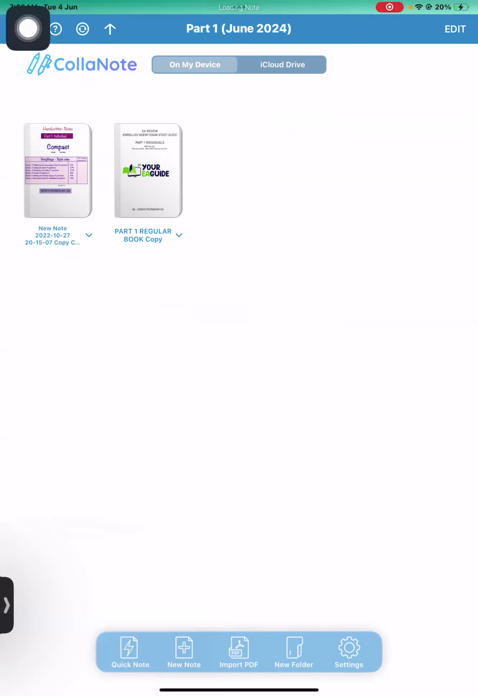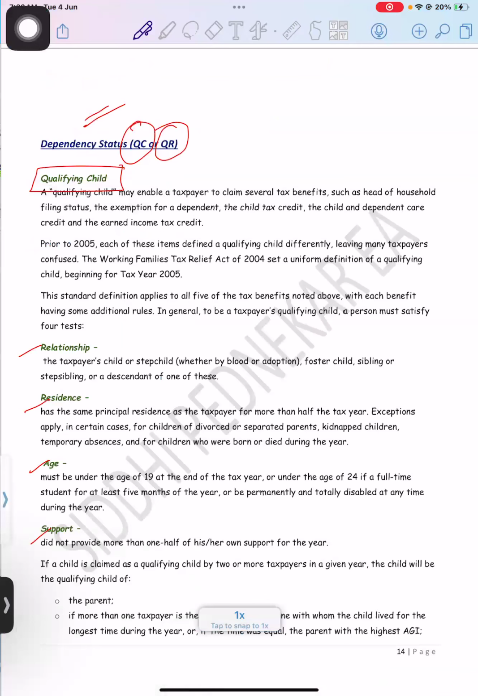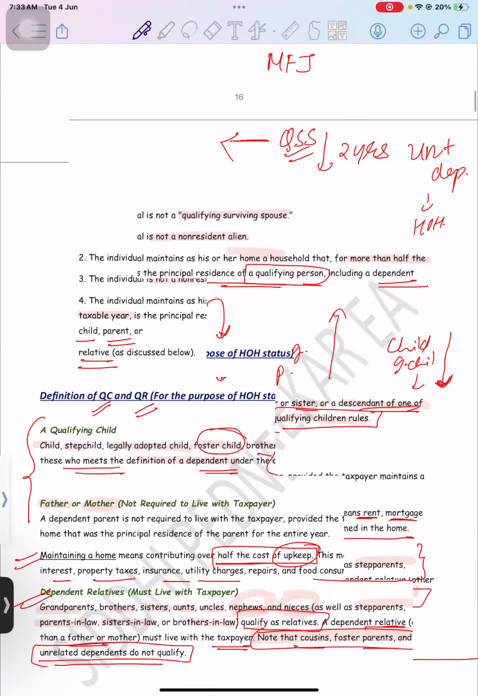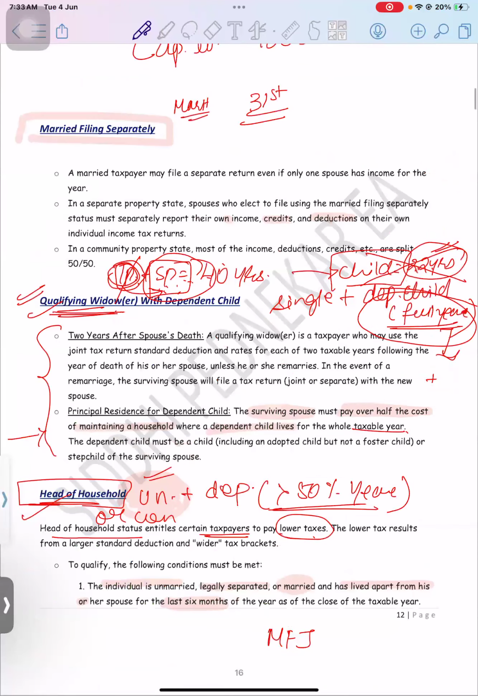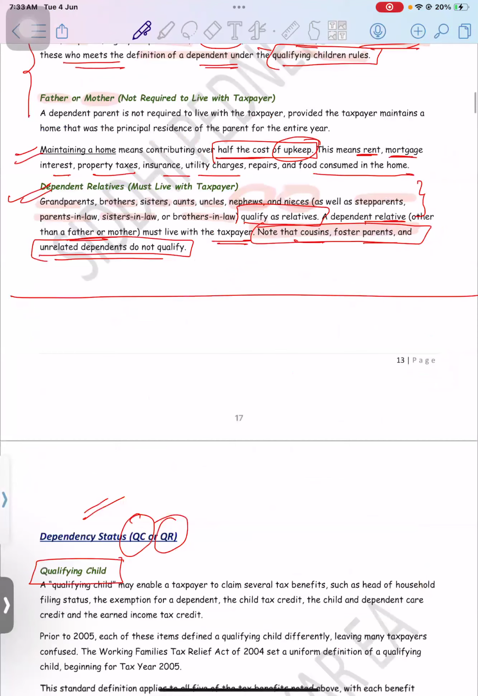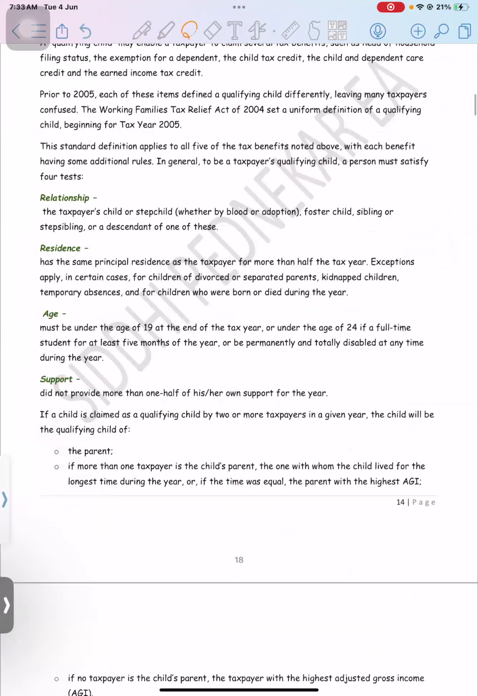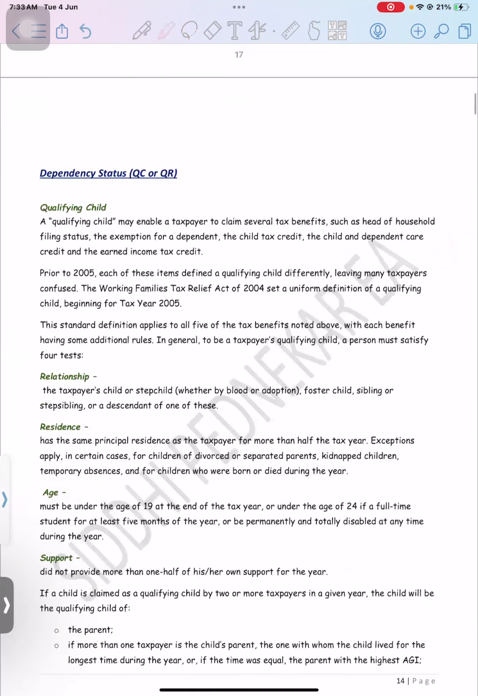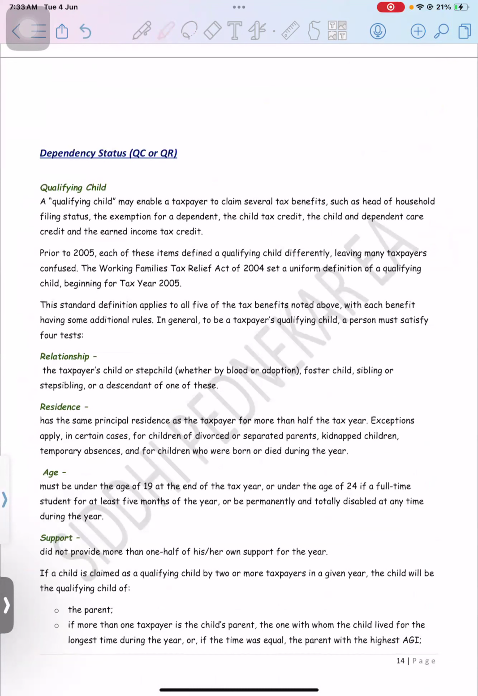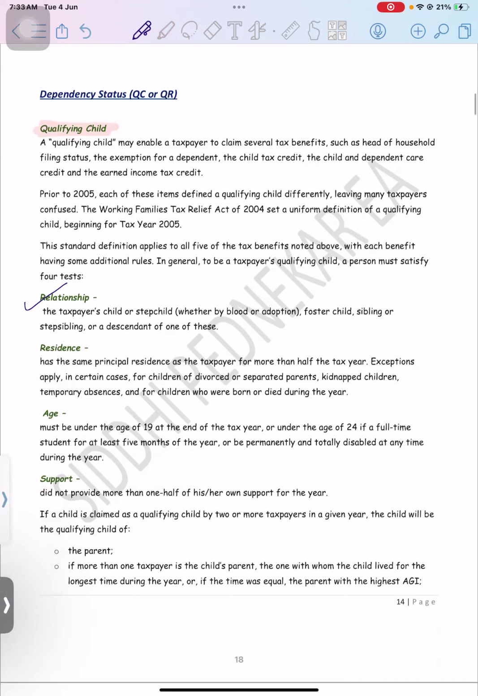So let's start with today's topic. Yesterday, I completed the definition of all the filing statuses, all five different filing statuses. Now let's understand the definition of qualifying child and qualifying relative. This criteria is most important to remember because most of the topics are based on it. If your base is clear, all the future topics will be easy. Qualifying child will have four main criteria. First is the relationship test, second is residency, then age test, and support test.